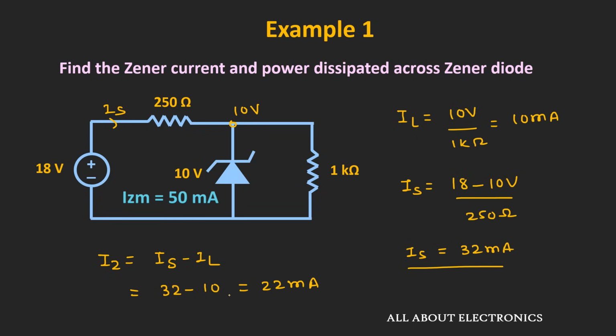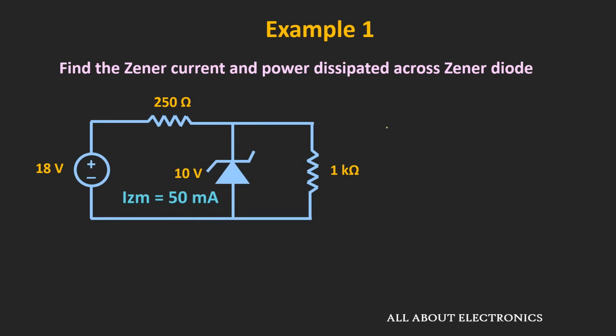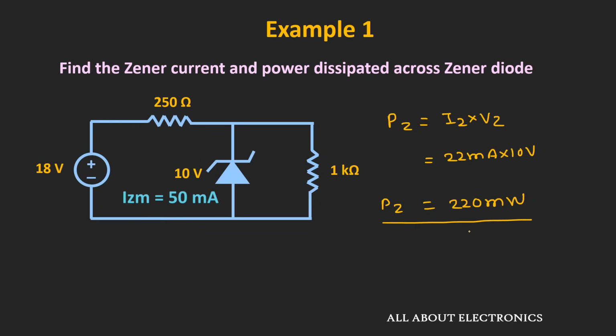So this is the Zener current which is flowing through this Zener diode, and the power which is getting dissipated can be given as Iz times Vz, that is equal to 22 milliampere times 10 volt. So the power which is getting dissipated across this Zener diode is equal to 220 milliwatt. In this way we can find the Zener current as well as the power dissipation.